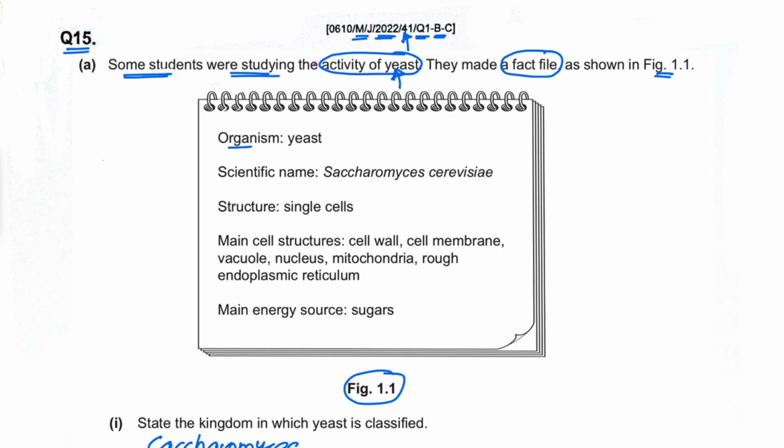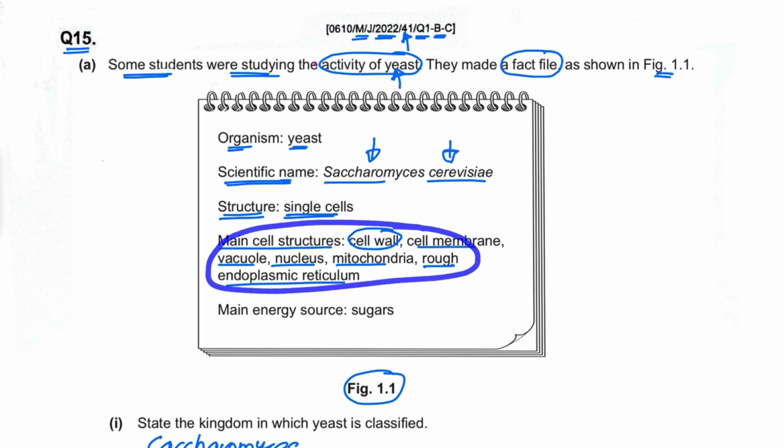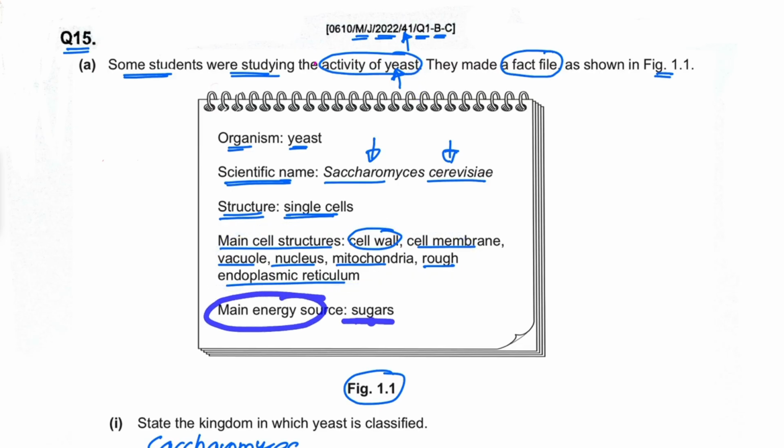They say the organism is yeast. The scientific name is Saccharomyces cerevisiae. So this is the genus name. This is the species name. The structure of this is a single cell. And the main cell structures that we have in the yeast, they say, are cell wall, cell membrane, the vacuole, the nucleus, mitochondria, rough endoplasmic reticulum. So these are the major structures that we have in this unicellular fungus. And they say the main source of energy, from where they would be aerobically respiring, is the sugars.